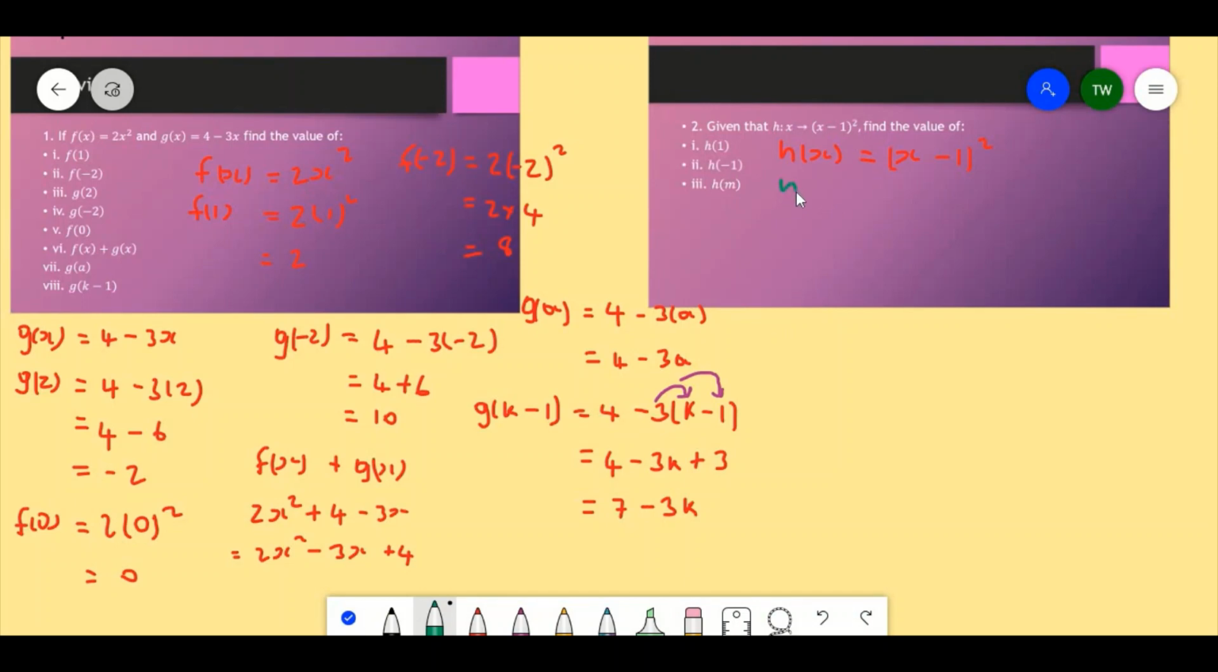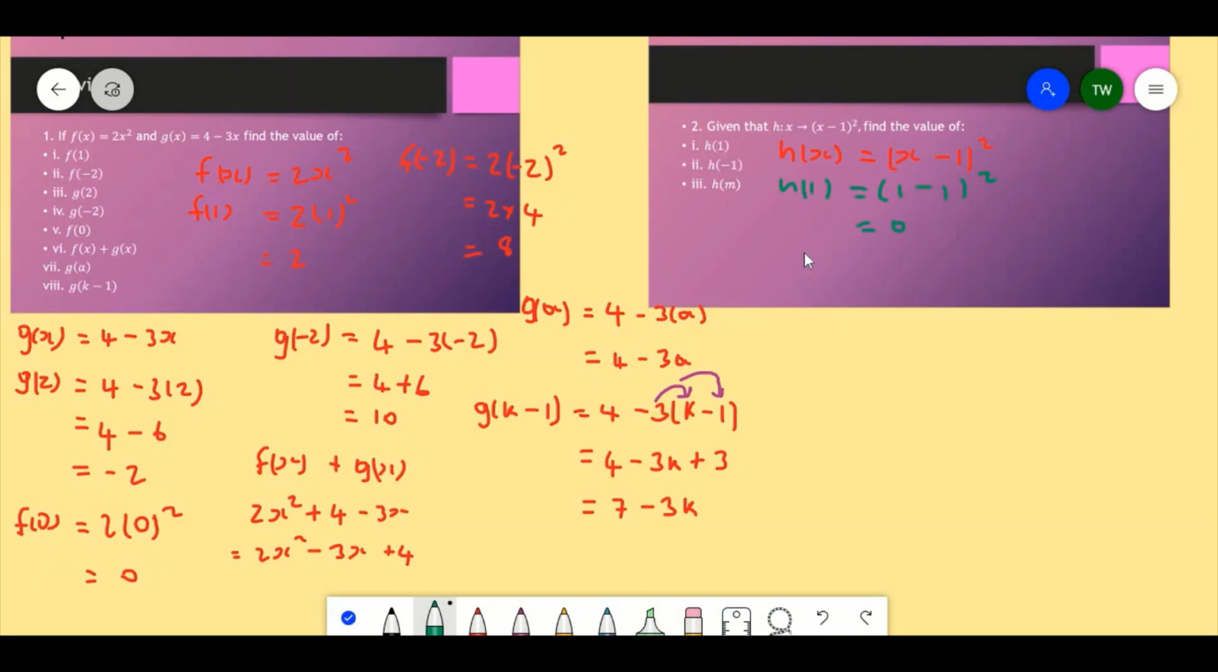So therefore, h of 1 is going to equal to, instead of where we see x here, we're going to replace it with 1. So it's going to be bracket 1 minus 1 all squared. And 1 minus 1, that's a 0. And 0 all squared, that's just 0. So h of 1 here is equal to 0.